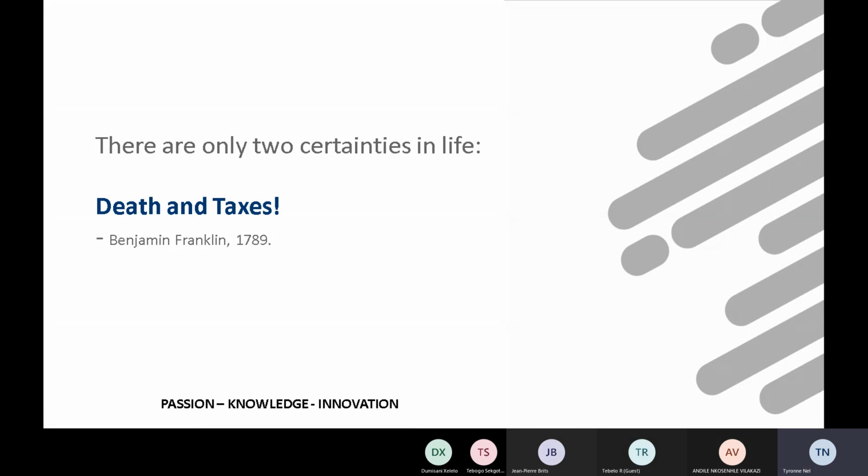So Benjamin Franklin nailed this way back in 1789. There's only two certainties in life, death and taxes. And unfortunately, the only thing you can avoid is taxes, not death, because they're still going to tax you after you die.